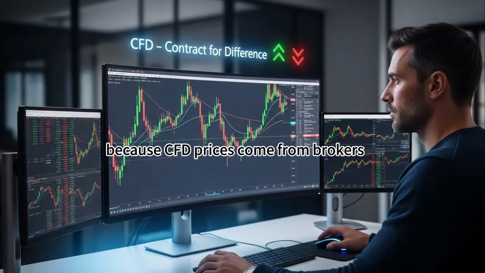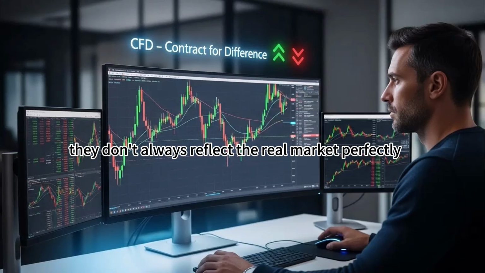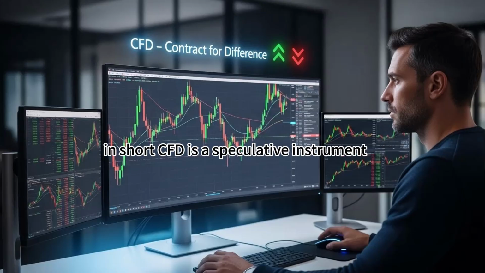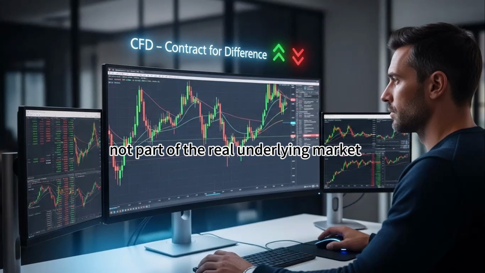Because CFD prices come from brokers rather than an exchange, they don't always reflect the real market perfectly. In short, CFD is a speculative instrument, not part of the real underlying market.